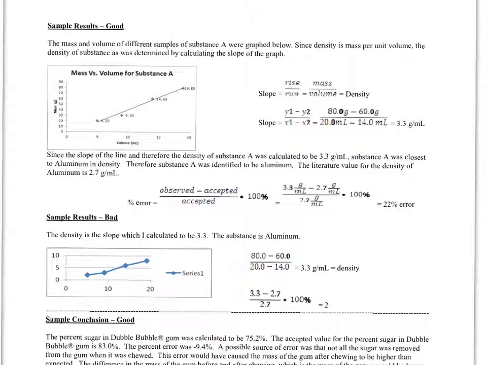This one would be bad. One thing that's bad here is that my graph doesn't have a title. I don't have my axes labeled. I also connected my dots or my points as opposed to finding a best fit line. In science, we always find a best fit line, not connect the dots. I don't know what this is. It's not telling me what I'm calculating, that it's slope. It's not giving me units. Same thing with my percent error. It's not telling me that this is percent error, and it's not giving me units here.